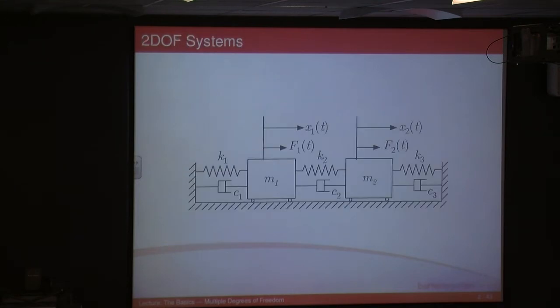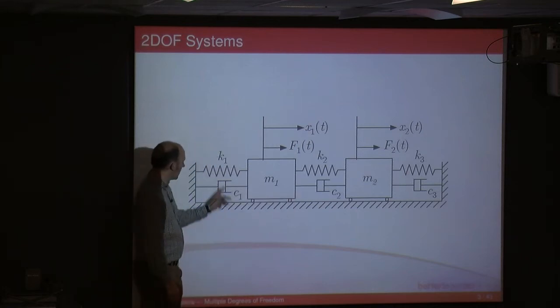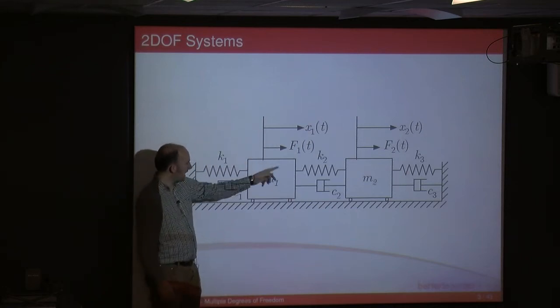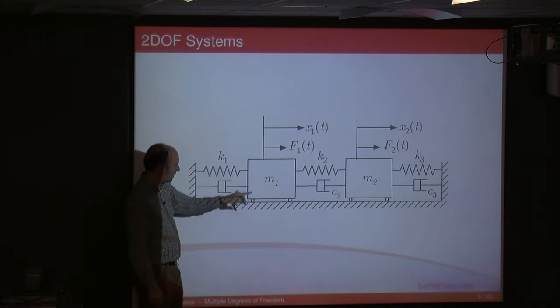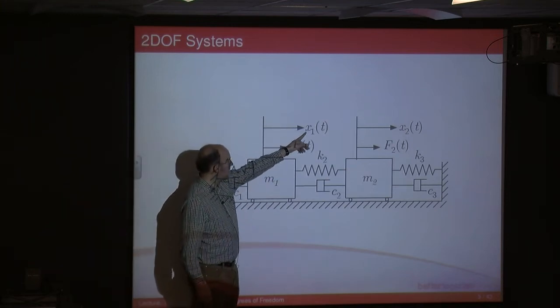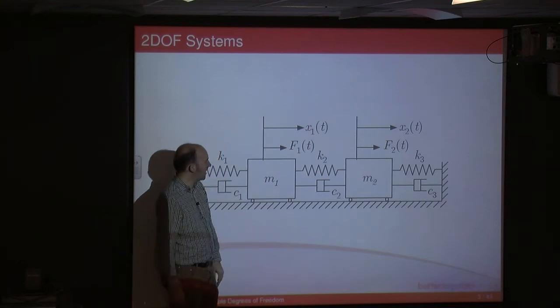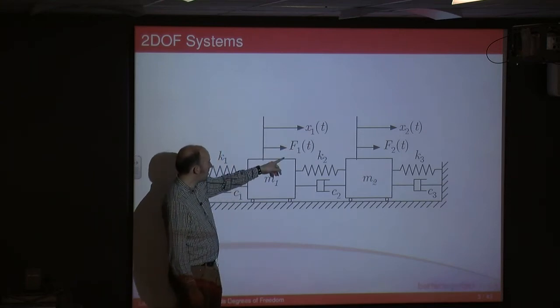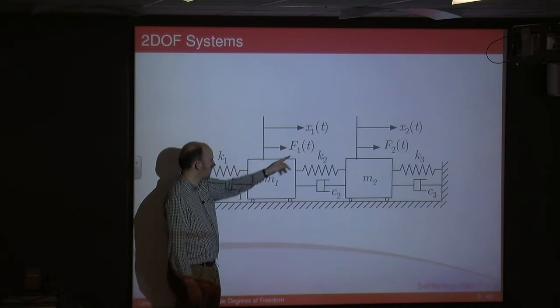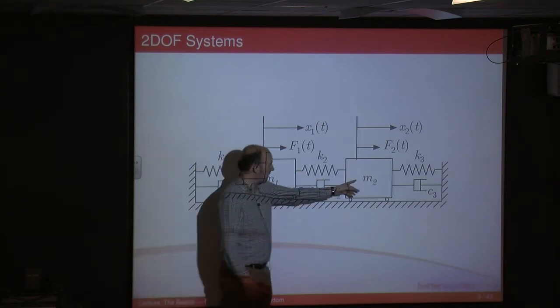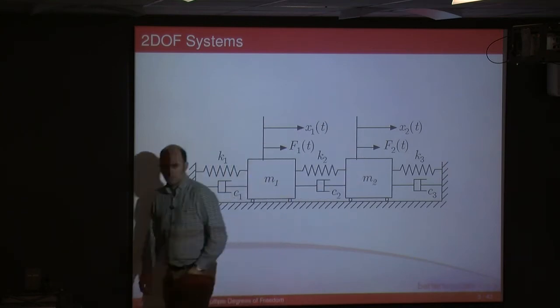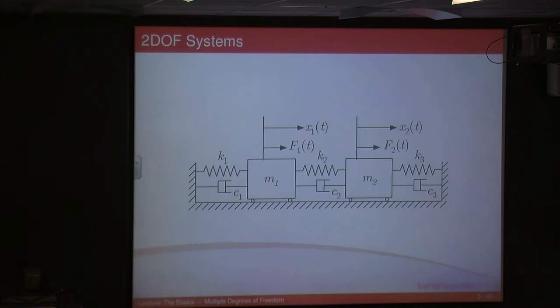So here's a typical 2 degree of freedom system. We've got 2 masses, M1 and M2, connected with springs, K1, K2 and K3, with dampers, C1, C2 and C3. On mass 1, we've got a motion that's given by x1, and there may be a force being applied to mass 1 called F1, and the same for mass 2, you've got x2 and F2 being applied to those masses.